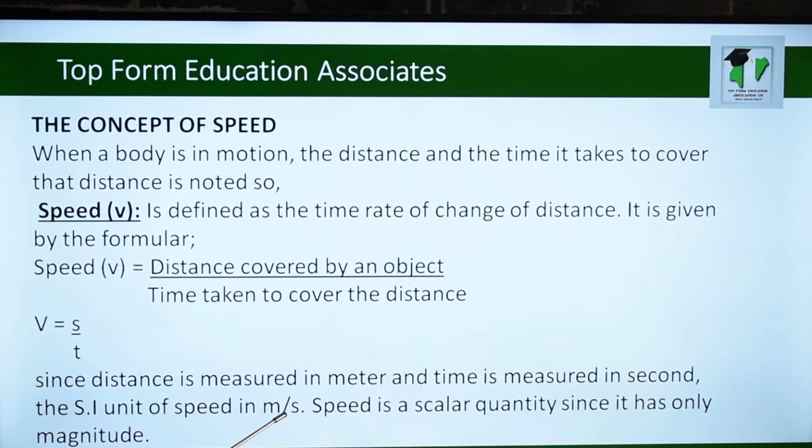the SI unit of speed is meter per second. You can still remember what we did in derived quantities and units. So the SI unit of speed here is meter per second. Speed is a scalar quantity since it has only magnitude. It doesn't have direction. So we'll call it a scalar what? Quantity. I hope you are following.